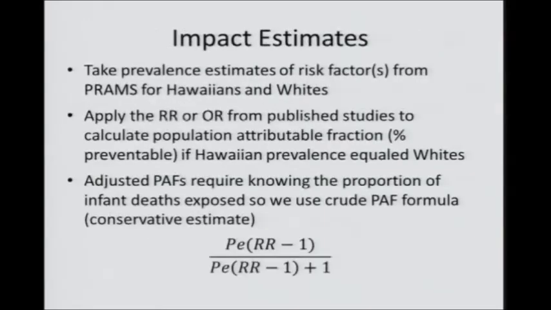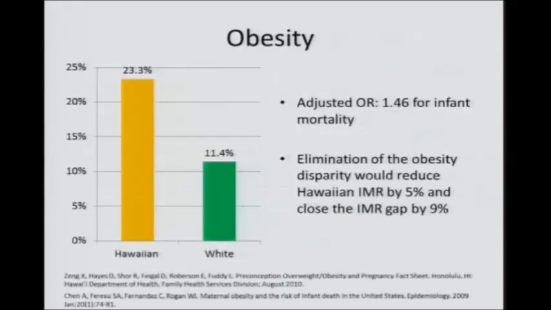And that's actually what I did, was then apply some PAFs, the population attributable fraction, from some of these factors. So I calculated these PAFs if the disparity were eliminated in these risk factors. And because I had PRAMS, I didn't have cases. I just used the crude formula, and that's what you're going to use in this exercise. So it's a conservative estimate here.